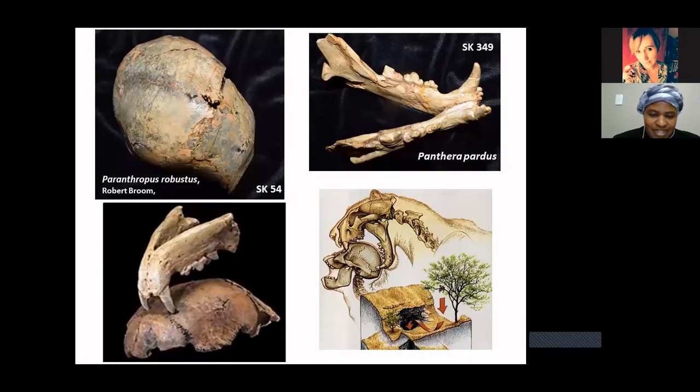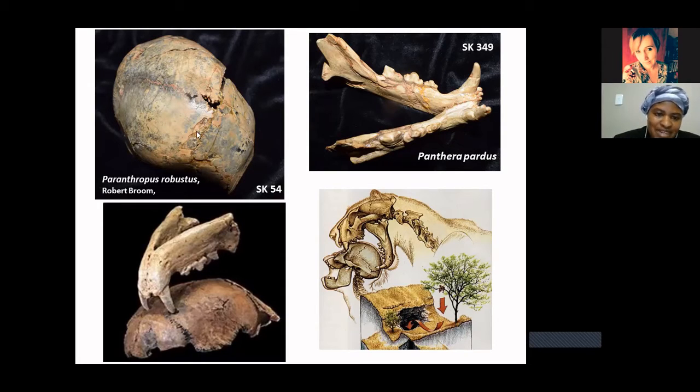We have also in our collection a specimen that we labeled SK54, as well as SK349. There is a story attached to this. If you can see from the pictures on Paranthropus robustus SK54, you can see that there are puncture wounds. This specimen tells a story. It tells a story of a predator-prey scenario that took place close to 2 million years ago in the cradle.